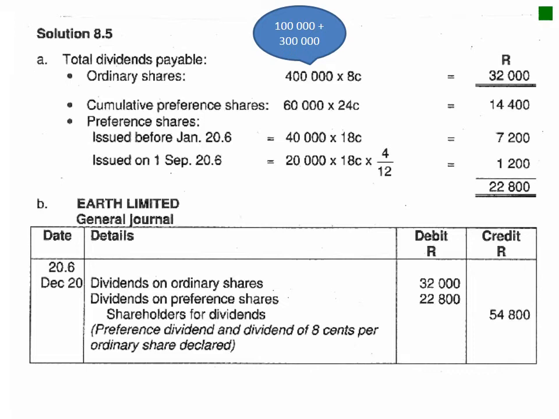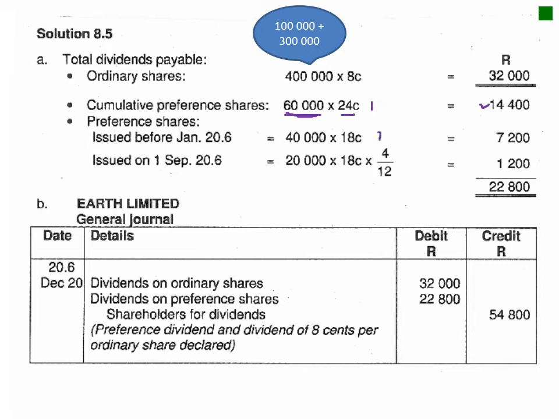The first thing is that we need to realize the first dividend that must be paid is to the cumulative preference shares. There were 60,000 cumulative preference shares that each get a dividend of 24 cents. Please note this is not the Rand value, this is the number of shares. So the dividend on cumulative preference shares to be paid is 14,400.